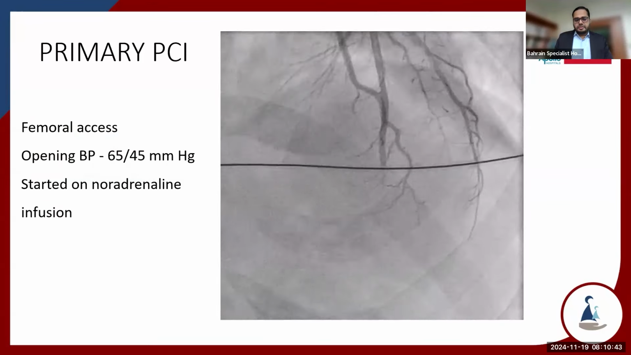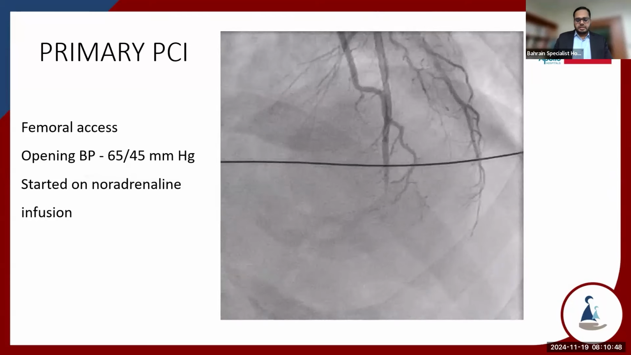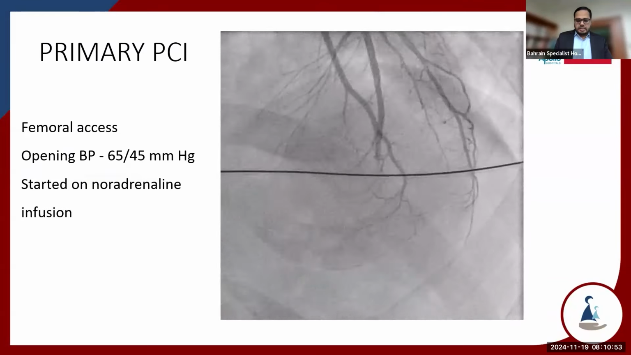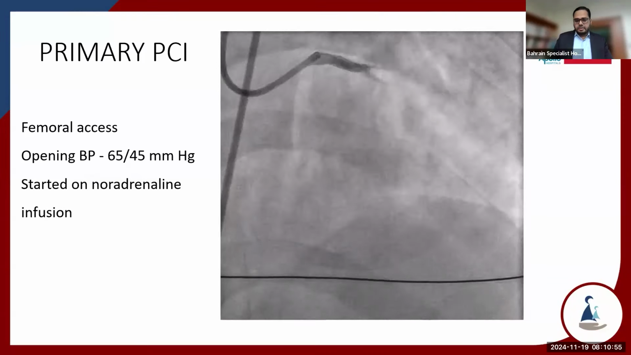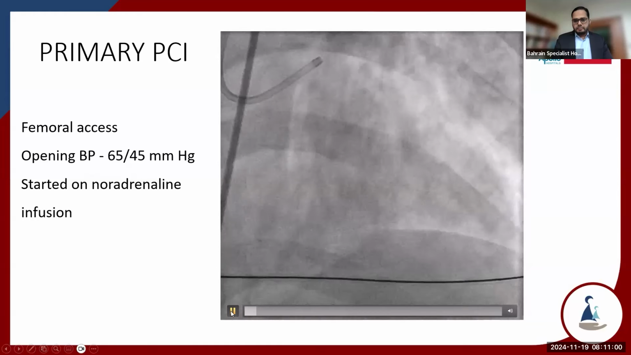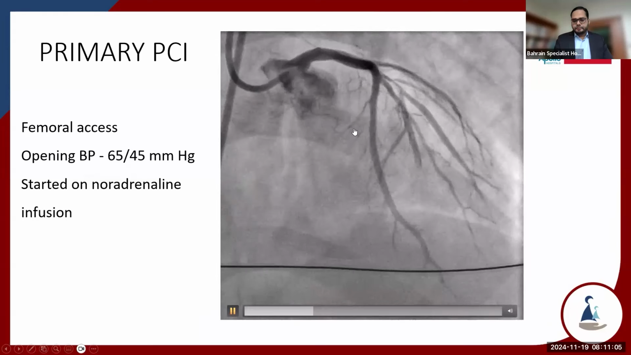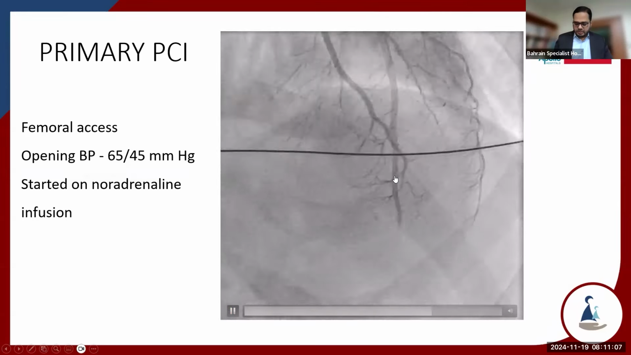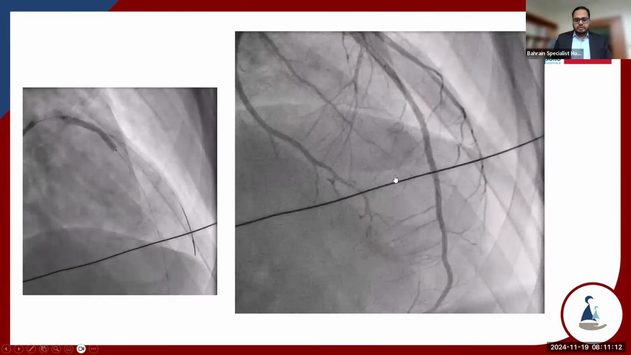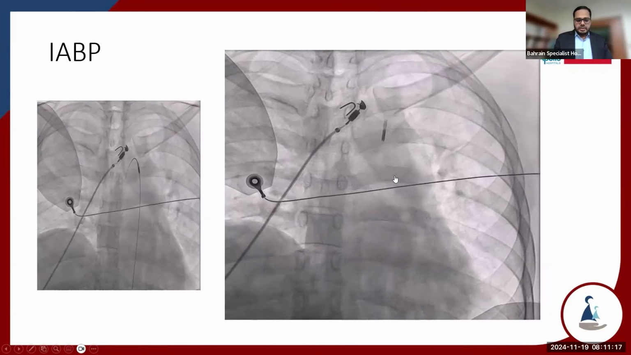We took him for angiography, did the femoral access. The opening blood pressure was 65 by 45. In the ER it was about 85 to 90; by the time we shifted him to the cath lab, it was around 65. We started him on a noradrenaline infusion, and then did the angiography. We can see a very tight lesion in the proximal LAD, with very slow filling of the LAD. So we put in a stent, and this was the angioplasty to the LAD. Good result. But because his blood pressure was low, we put in a device called IABP.